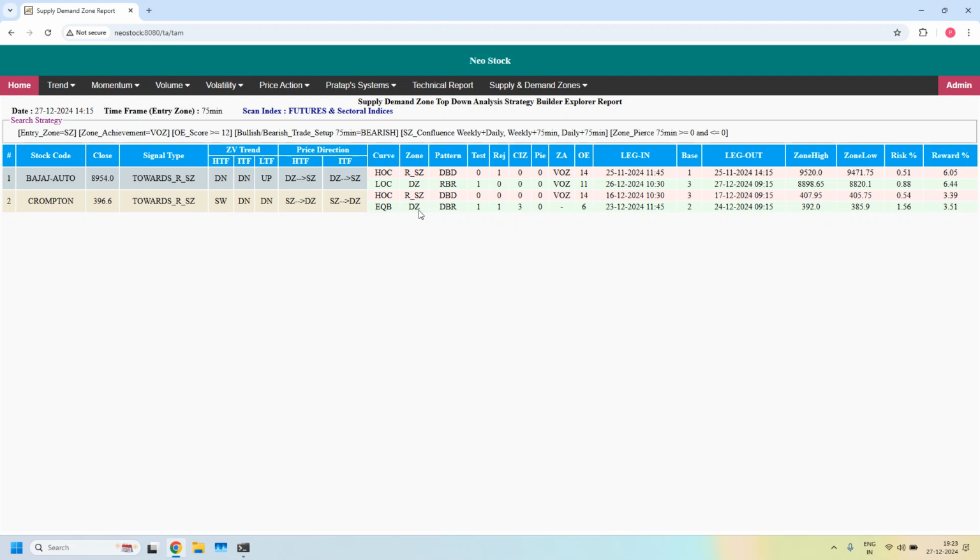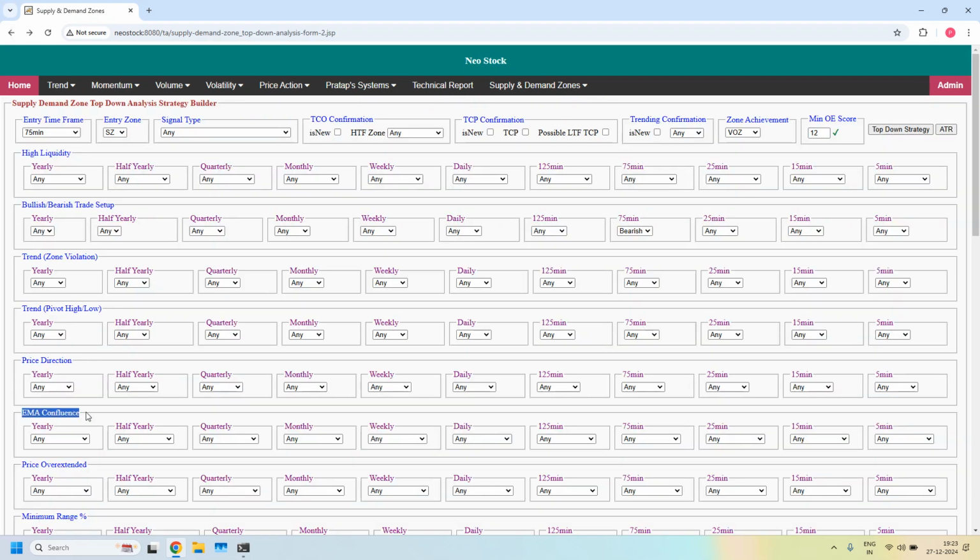In both these stocks, these 75 minute supply zones are part of the daily supply zone, both together again part of the weekly supply zone. And the weekly trend is down for the first stock. If this is having weekly EMA confluence, this is an even more high probability trade setup supported stock. Let us verify. In the EMA confluence at a weekly time frame, because 75 minutes together with the daily supply zone are part of the weekly supply zone, the weekly supply zone having weekly EMA confluence filter is enabled.